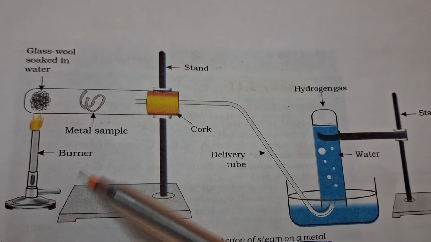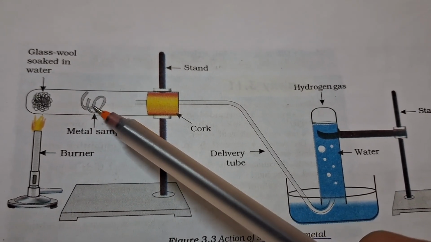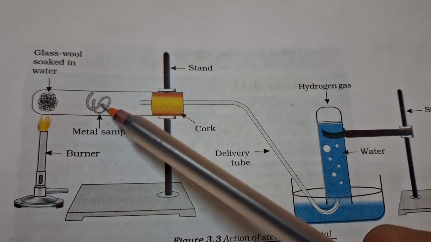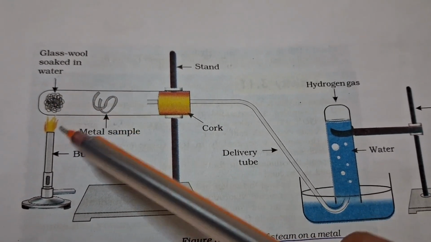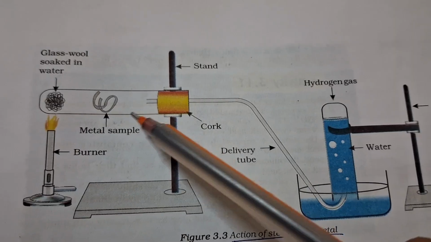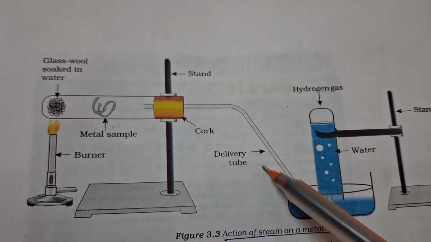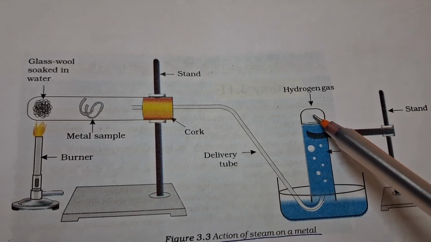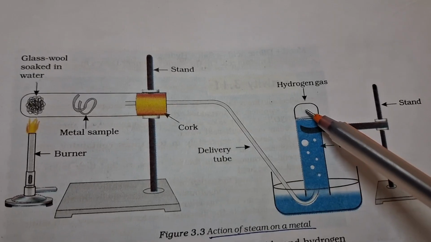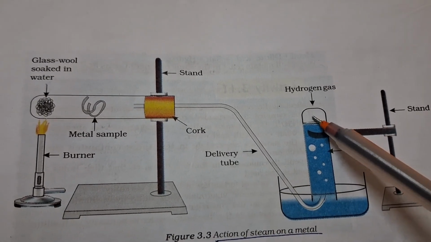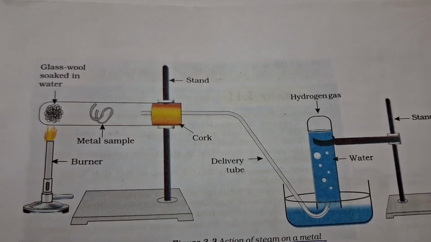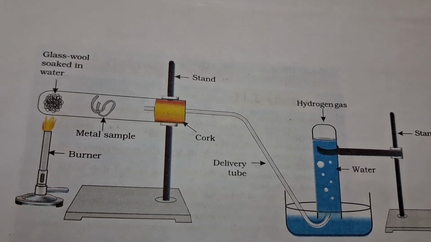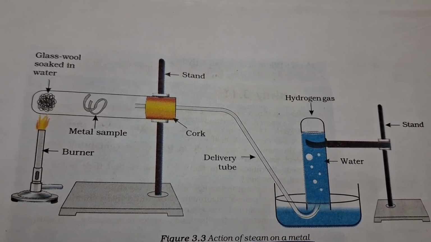So the metal is taken here, the metal sample, iron or aluminium or any metal, and glass wool soaked in water. On heating, steam is evolved. It reacts with the metal, and hydrogen gas is produced, bubbles out through this, and gets collected in the upper portion of the inverted test tube here. This diagram is asked for a 3 marks question.